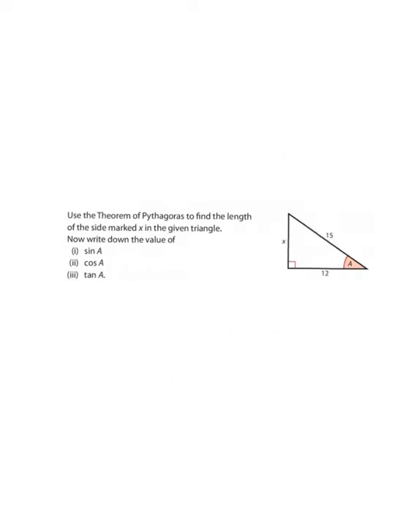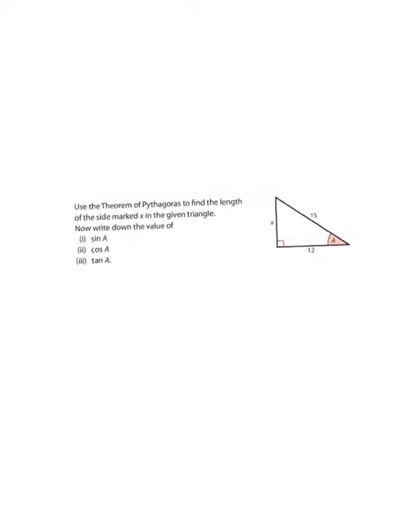Okay, so this question here combines everything that we've done so far. We must use the theorem of Pythagoras to find the side marked x. Then we have to label our sides of the triangle, and then we're going to have to write down sine A, cos A, and tan A. So the first thing we're going to do is use Pythagoras' theorem. We know that Pythagoras' theorem states that the square on the hypotenuse is equal to the sum of the squares of the other two sides.